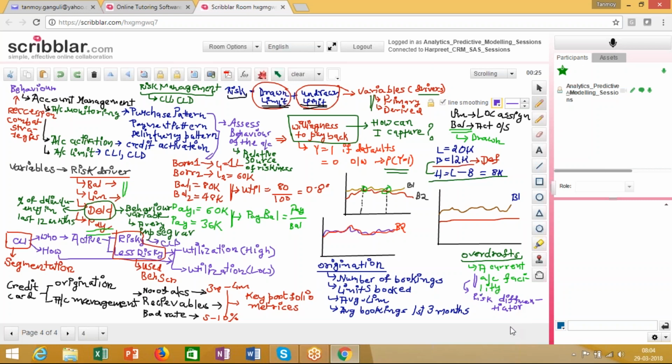Mostly, the behavior as well as the acquisition stages will have a similar kind of modeling experience or very similar modeling framework. And I'll talk about a few of the variables that are really very important.